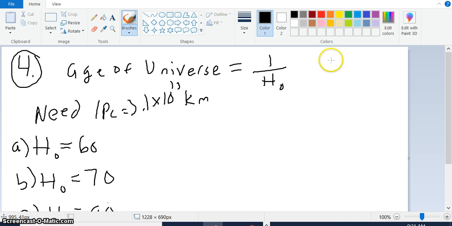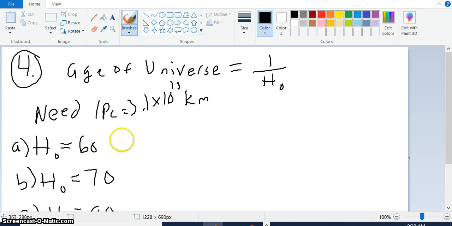This is basically a simpler way of calculating the age of the universe. You don't get exactly the right answer, but that's fine. All right, so the thing that we need here is we have to convert parsecs to kilometers. There's 3.1 times 10 to the 13th kilometers in 1 parsec. So the age of the universe is simply the reciprocal of the Hubble constant.